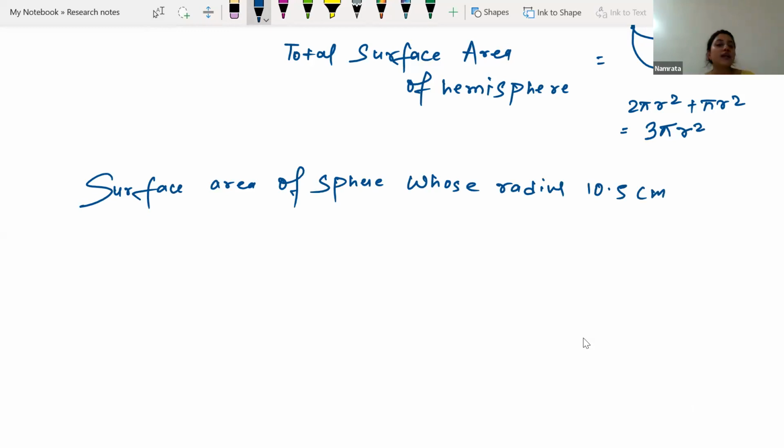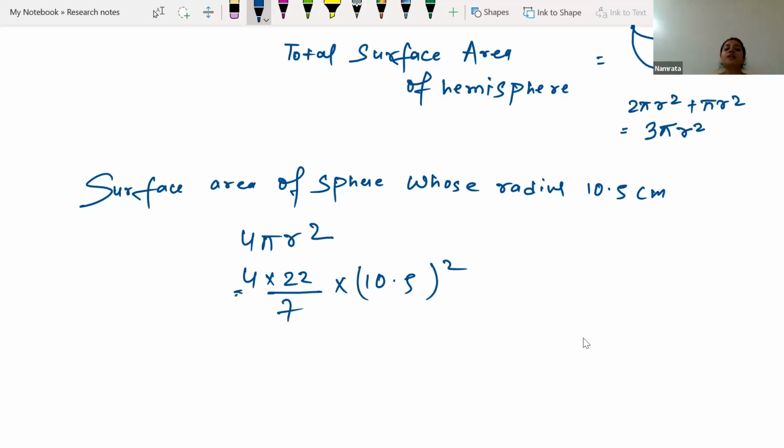Now, since we have to find the surface area of the sphere, don't get confused. Curved, total, nothing. Surface area means 4 pi r square. And that is 4 into pi, the value is exactly the same, 22 over 7, radius is already given, 10.5 square. Just by doing the calculation, we will get the surface area of the sphere. Be careful, the surface area unit is centimeter square over here.